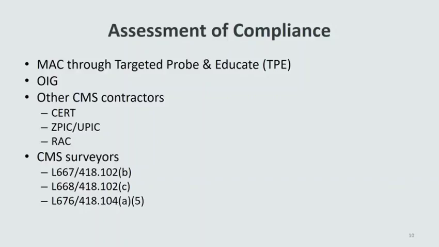So we have this suspicion that with the targeted probe and educate pulling 20 to 40 charts from each hospice that it's targeting, it's really going to highlight the fact if you've got a problem with that form, you've got 20 to 40 charts that are going to be denied because you've got one technical problem with the form. So the importance of this cannot be understated.